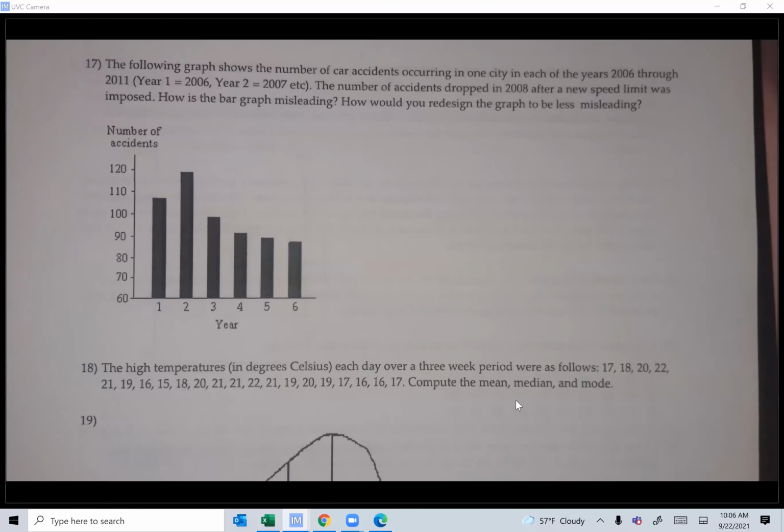Two. 21. Which one? 21, let's see. 1, 2, 3, 4. Yeah, I think so. So 21, and then 22, how many times? 20, how many times it repeats? 3 times. Yeah, 21. And mean, mode, you put them in the calculator.